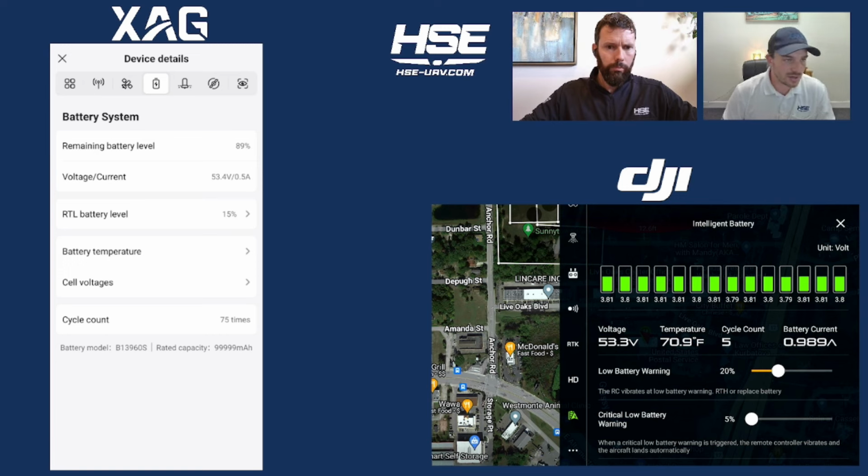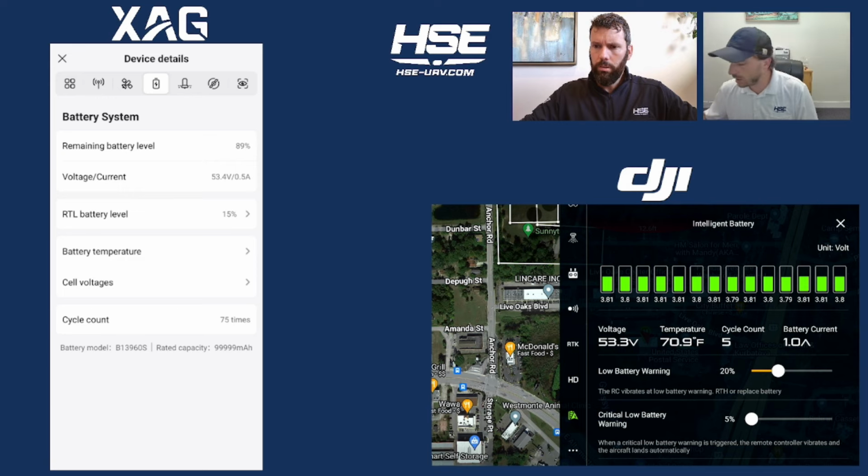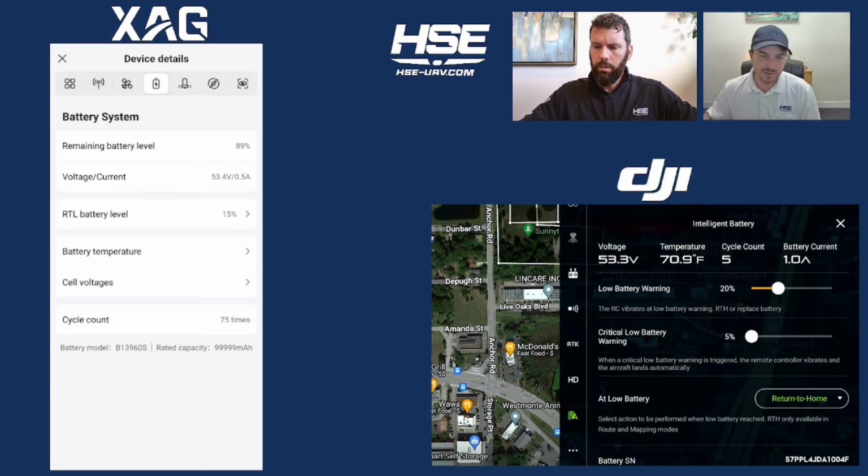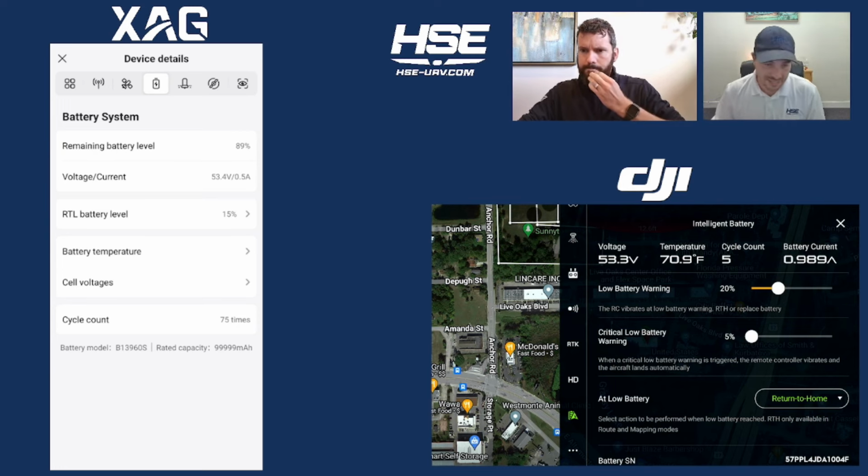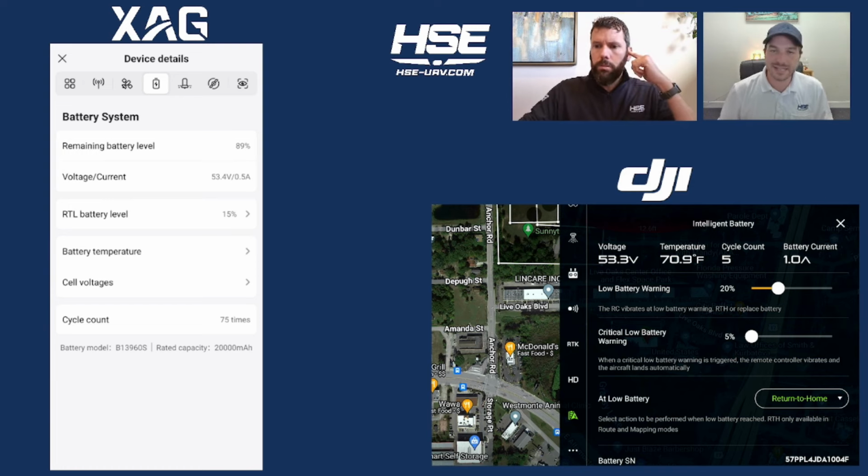You'll see on the XAG side, it has an RTL battery level. That's a return to launch battery level. On the DJI side, it has a low battery warning, and then what it does at low battery, which in this case is return to home. So at first glance, it seems like these have the exact same functionality. But they definitely do not. And this is something that I've definitely encountered operating both systems. It's a big deal. I think it's something that's not really talked about and potentially dangerous.